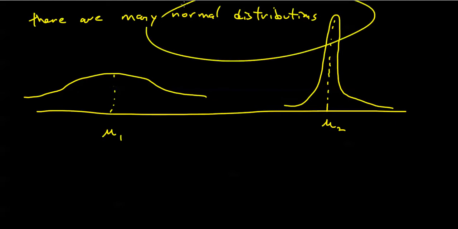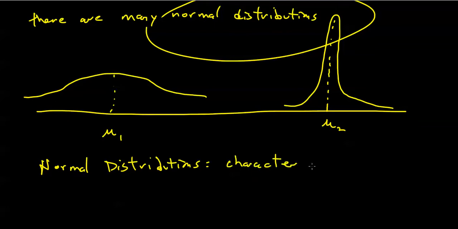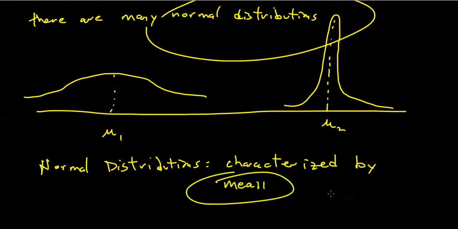Alright, what characterizes the normal distribution is the mean and the standard deviation, not surprisingly. Normal distributions are uniquely characterized by two things. Let me write that down. Uniquely characterized by two things: the center and the spread, namely the mean and the standard deviation. Okay.